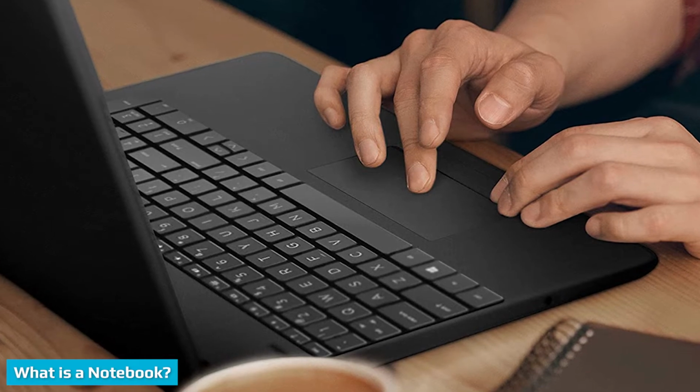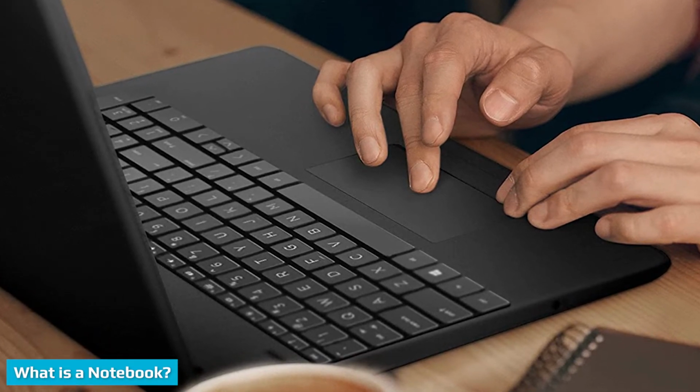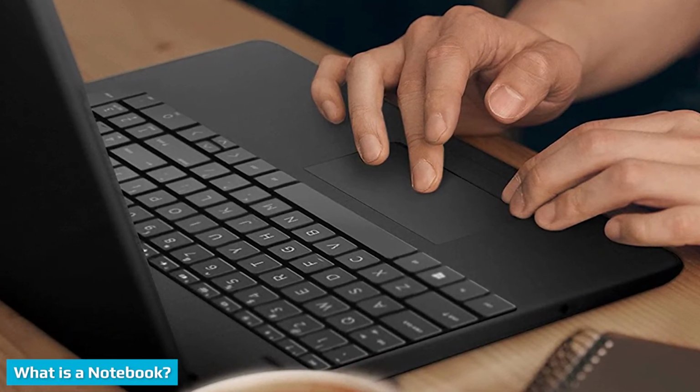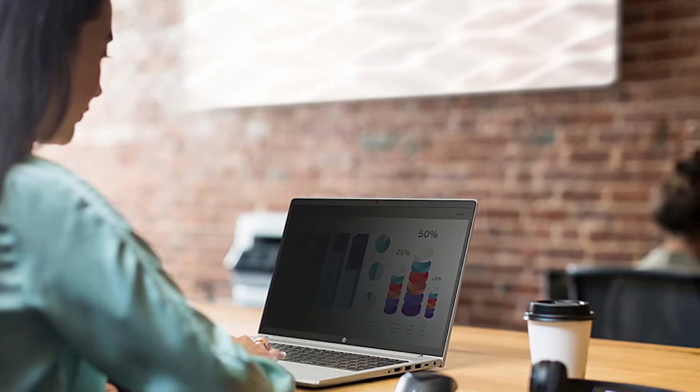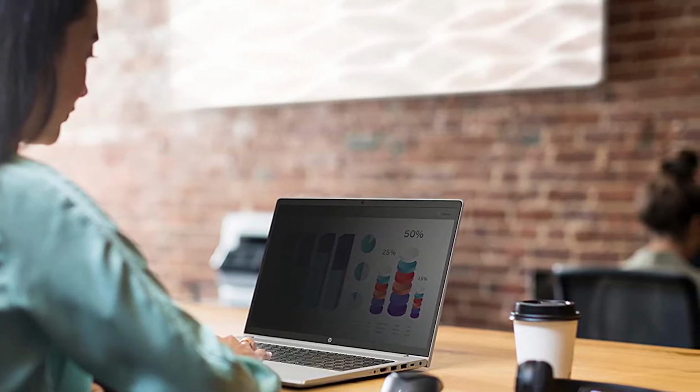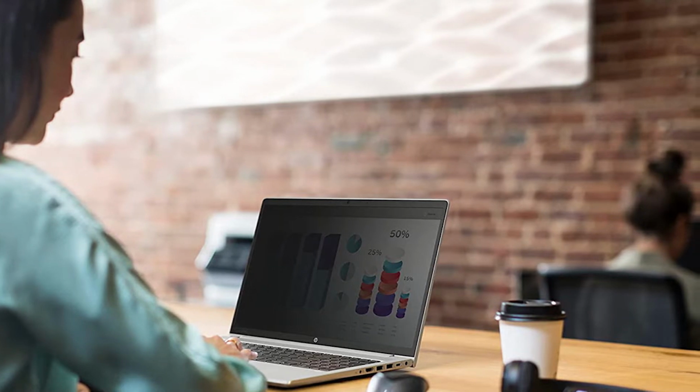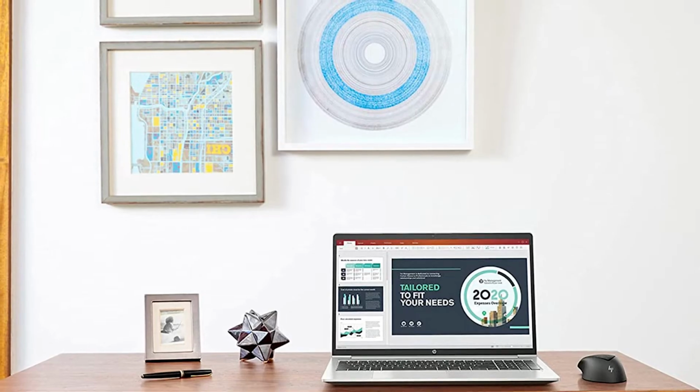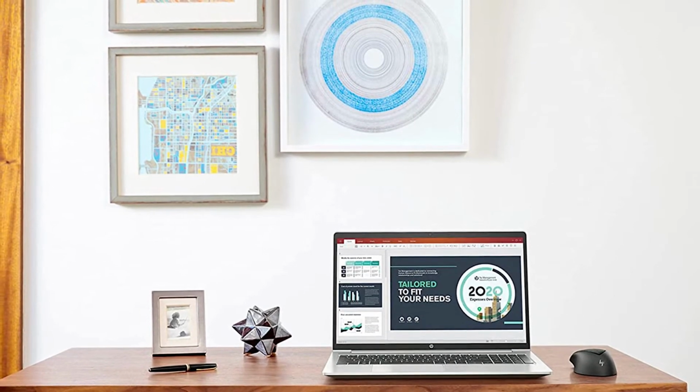What is a notebook? A notebook is basically a modern version of portable computers or laptops that are significantly compact in terms of form factor and features a rich performance for the price range. As the name suggests, the notebooks are typically offered with the size of a physical notebook, which makes it an ideal option for outdoor usage.